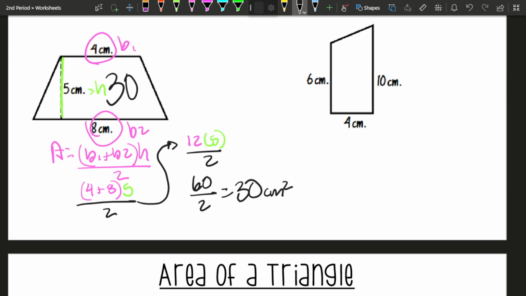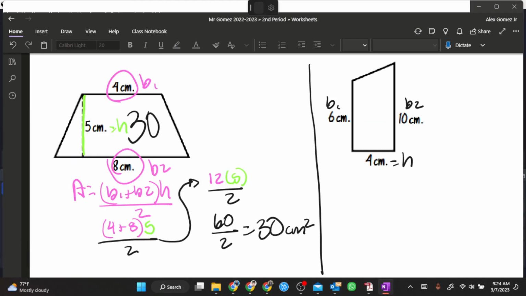Again, base 1 and base 2, they're the two bases. They never touch. So on the shape on the right side, there is two bases because they never touch. So what are the two bases for this one? 6 and 10. Base 1, base 2. So this must be the height. I'm going to give you a couple of minutes to work on this one.